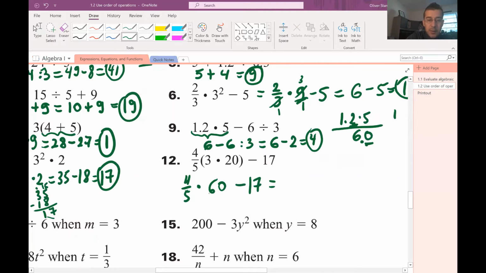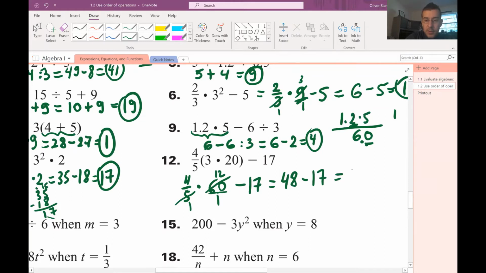60 can also be written as 60 over 1. Okay. And then we cancel out by 5. 5 and 60 we cancel out by 5. So 5 divided by 5 becomes 1. 60 divided by 5 becomes 12. So 4 times 12 is 48. And then minus 17.